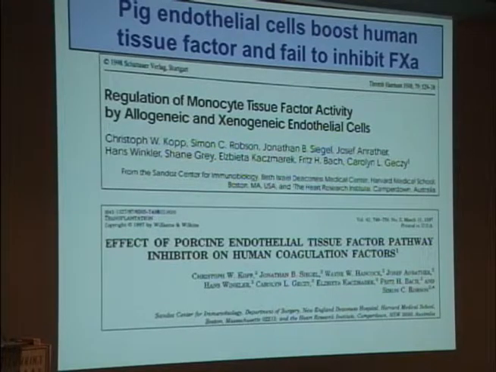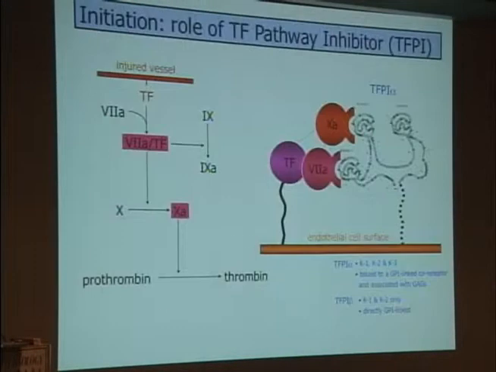And again, this was work from over a decade ago, that there was an incompatibility of the TFPI with regard to the inability to neutralize primate or human 10A. Note also that this tissue factor pathway inhibitor is bound to a GPI-linked co-receptor but associated with GAGs. So when you lose the GAGs on the endothelium, when it's activated, the TFPI is also shed.